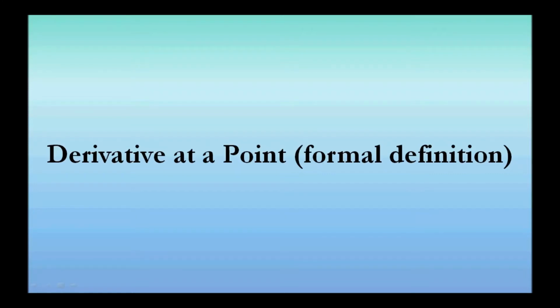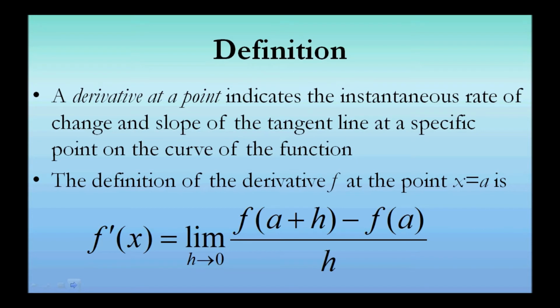The derivative at a point, the formal definition. A derivative at a point indicates the instantaneous rate of change and the slope of the tangent line at a specific point on the curve of the function. So a specific point, so a specific x value.